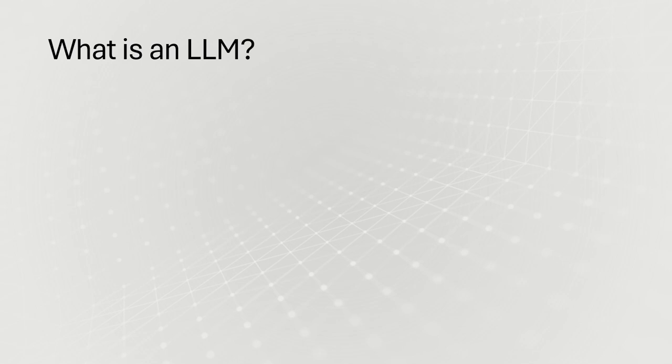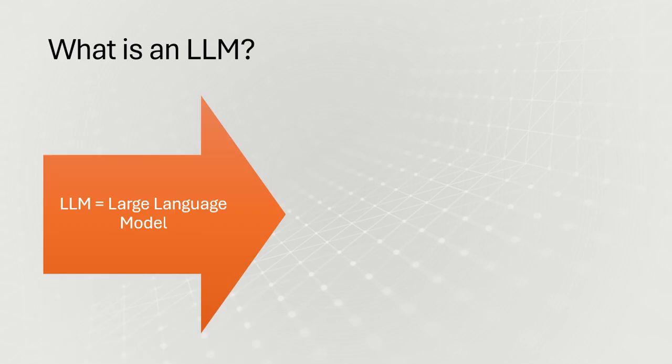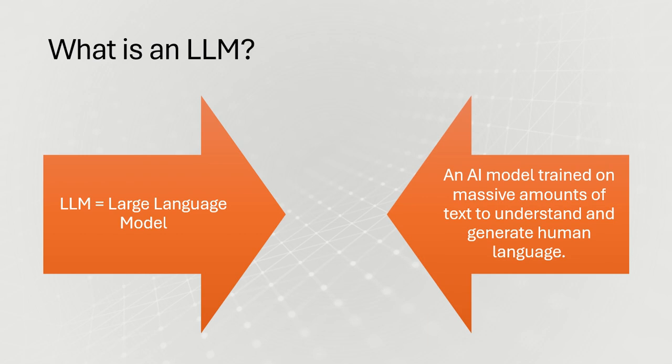So, what exactly is a large language model? A large language model, or LLM, is an artificial intelligence model trained on enormous amounts of text collected from books, articles, websites, research papers, and other sources. During training, the model learns patterns in language. It doesn't memorize fixed answers, it learns relationships between words and phrases, so it can generate responses to new questions.